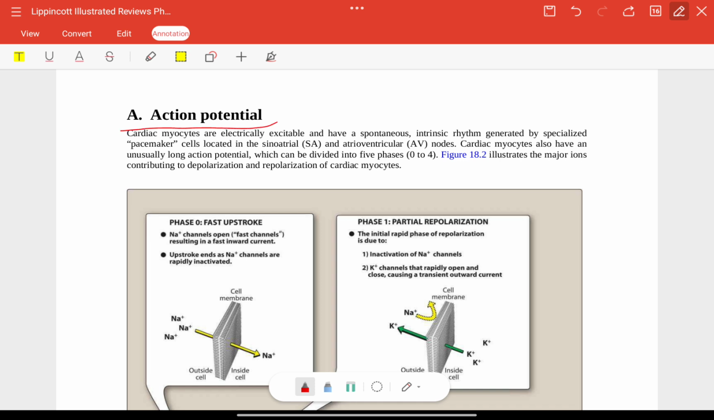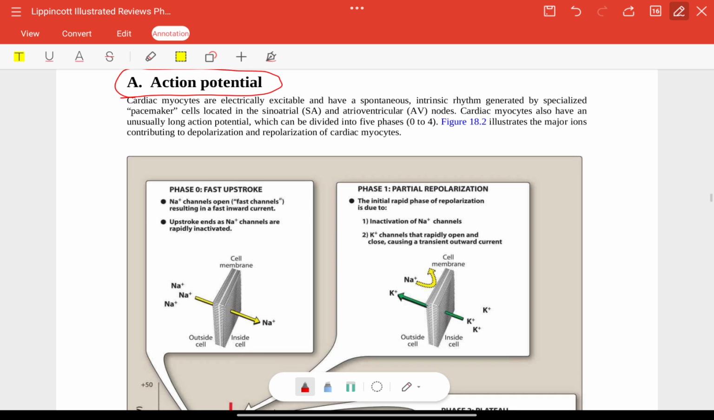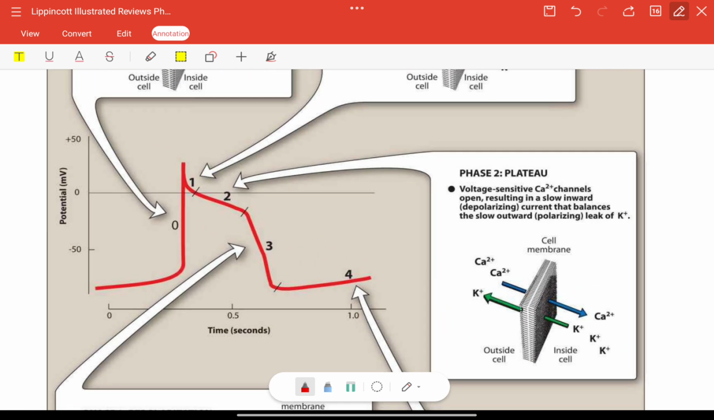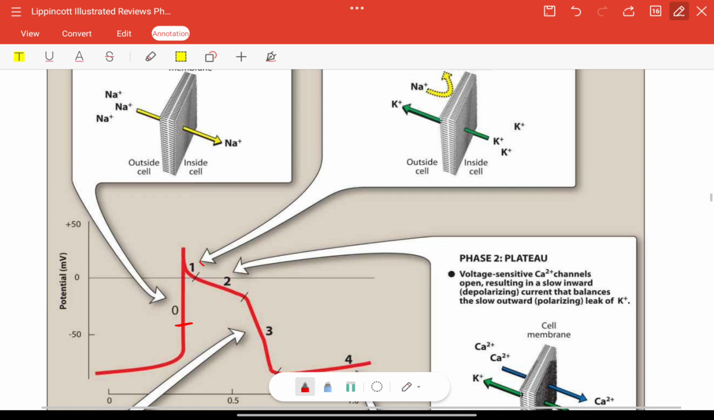Now, action potential. You have to understand the mechanism of action potential. What happens? Cardiac myocytes, the cells, are excitable and have a spontaneous intrinsic rhythm generated by special pacemaker cells in the SA node and AV node. Cardiac myocytes have a long action potential which can be divided into 5 phases, 0 to 4. You have to remember these phases: phase 0, phase 1, phase 2, phase 3 and phase 4. These are the 5 phases of the action potential.